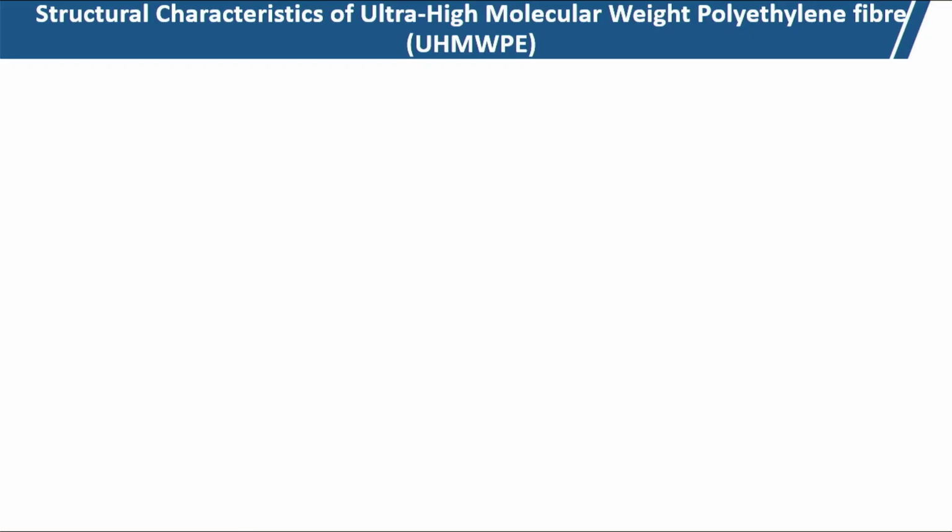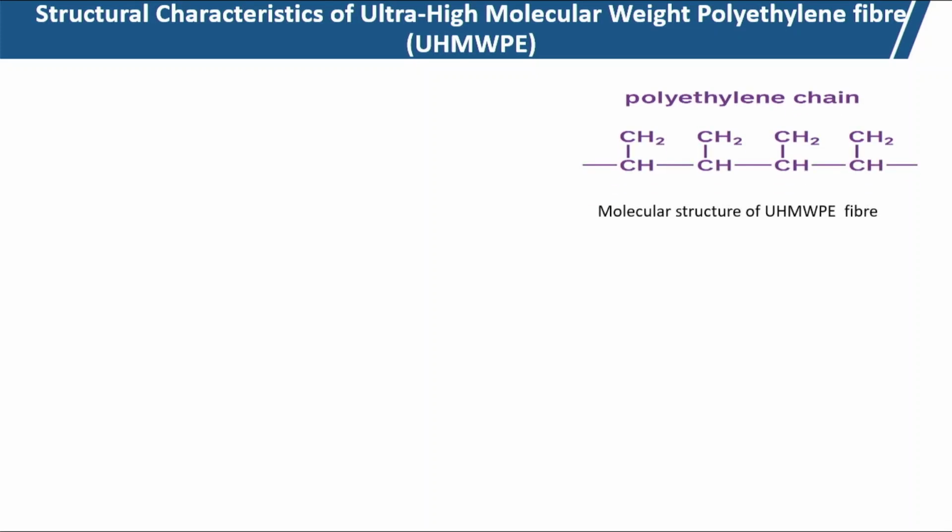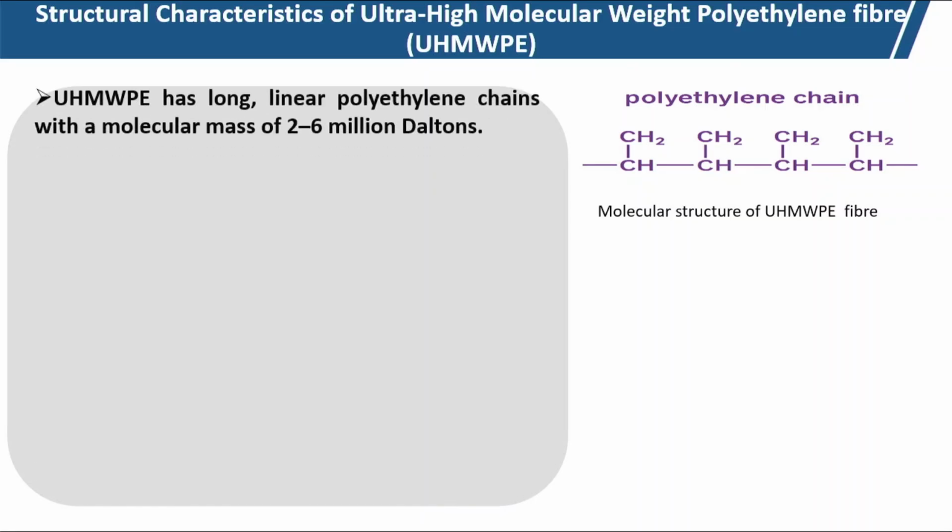The structural characteristic of ultra high molecular weight polyethylene fiber is this, the polyethylene chain. Now, this fiber has long linear polyethylene chains with a molecular mass of 2 to 6 million Daltons, very high molecular weight.